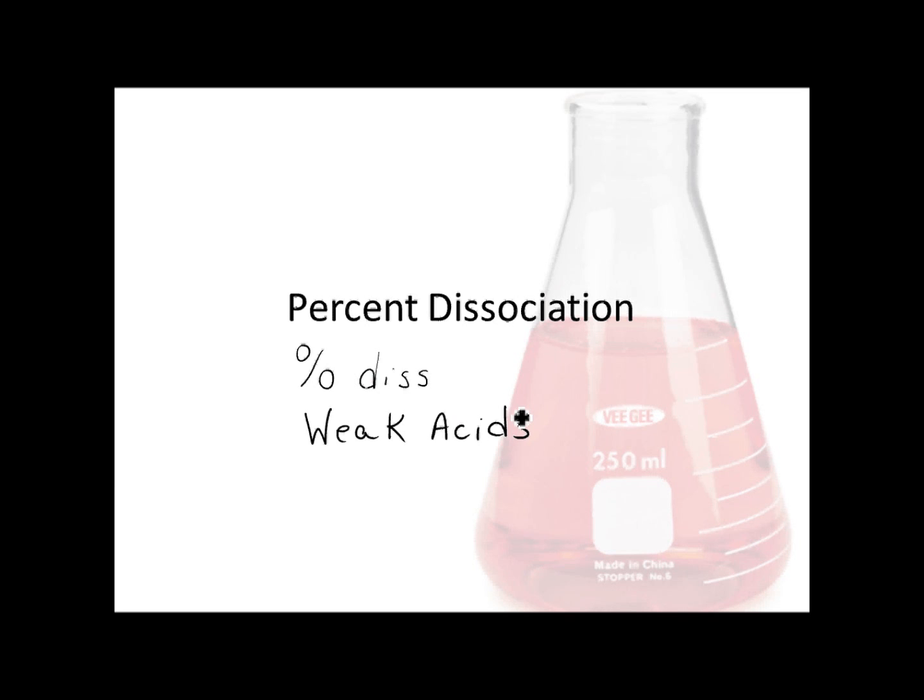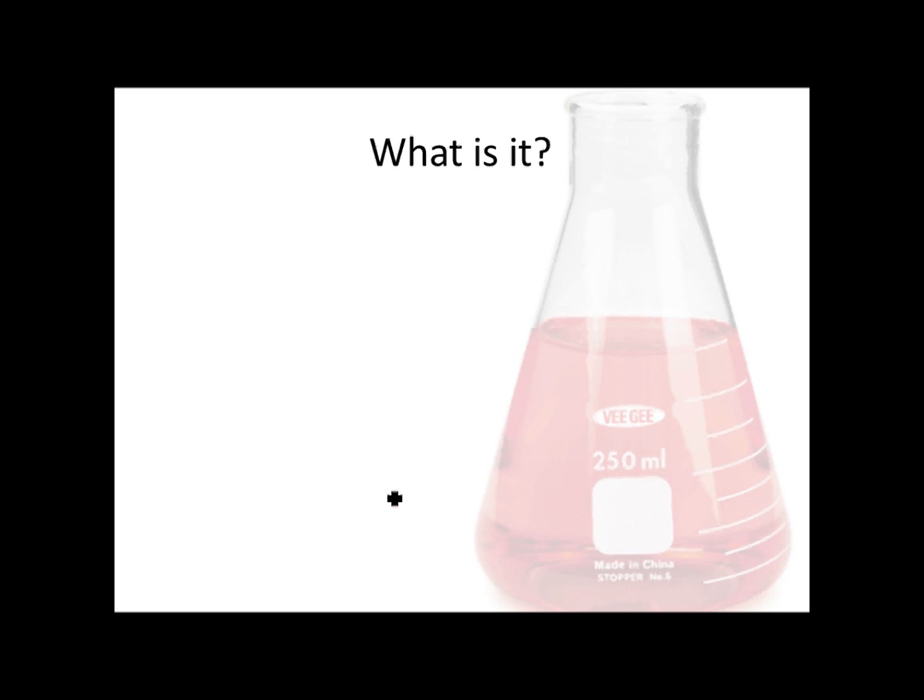We already know what strong acids are. We already know what strong bases are. Strong acids and strong bases dissociate 100%. Therefore, calculating the actual percent dissociation would only revolve around weak acids. So this is only going to pertain to weak acids. All right, percent dissociation, weak acids only.